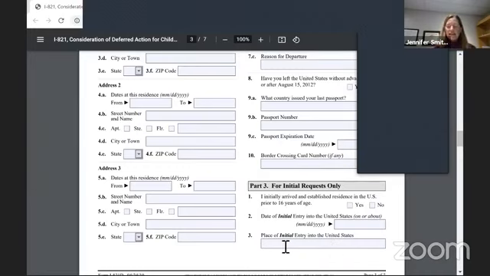So number 3 is asking the place of initial entry to the US. You know, if you want to say as close as you remember or whatever you've been told, if you don't know the exact date, the day, the month, the year, you want to put as much information as you can. So, you know, if you know, well, I know it was June of 2005, then you're going to put June of 2005. If you know it was summer of 2005, then you'll put summer of 2005.